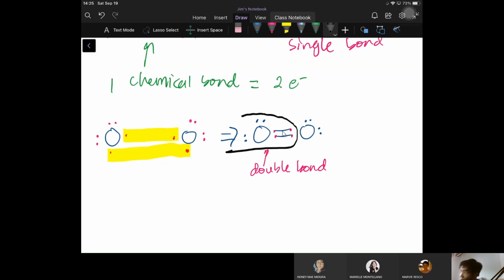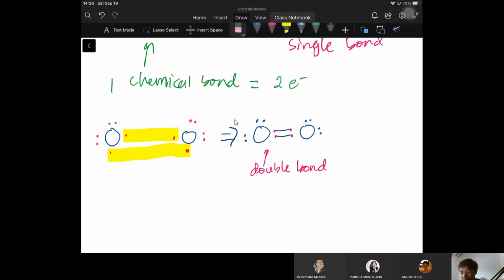Bilangin natin kung ilang electrons meron. Kailangan 8. So, bilangin natin 1, 2, 3, 4, 5, 6, 7, 8. We have 8 electrons around this oxygen atom. So, it is already stable. It follows the octet rule. Okay? Punta naman tayo sa kabila, no? Yan. Bilangin natin yung electrons dito. 1, 2, 3, 4, 5, 6, 7, 8. So, octet rule na rin, no? Stable na yan.